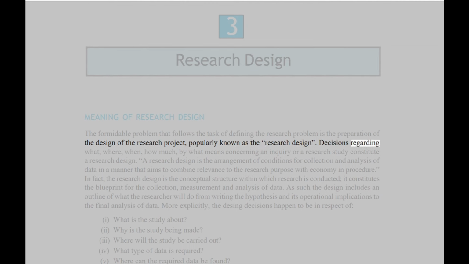Decisions regarding what, where, when, how much, by what means concerning an inquiry or a research study constitute a research design. A research design is the arrangement of conditions for collection and analysis of data in a manner that aims to combine relevance to the research purpose with economy in procedure.